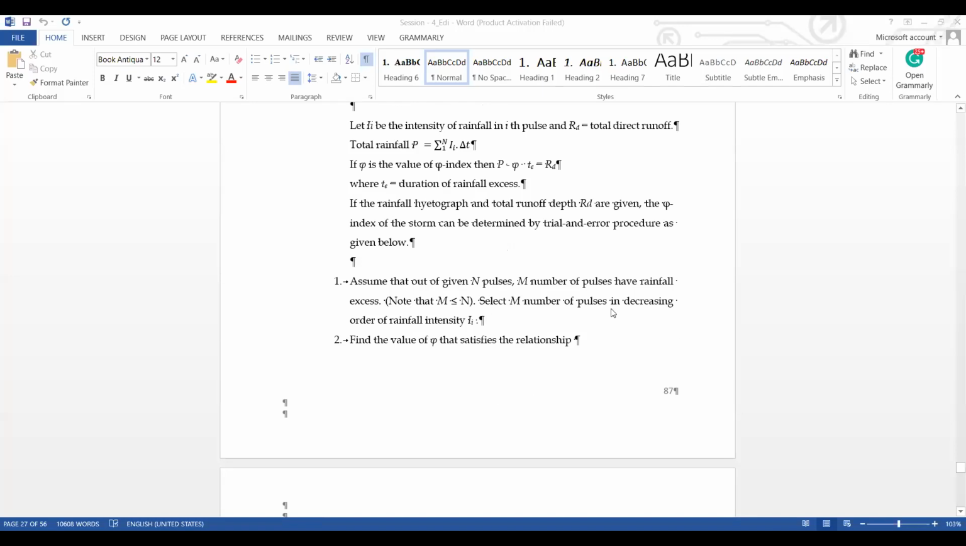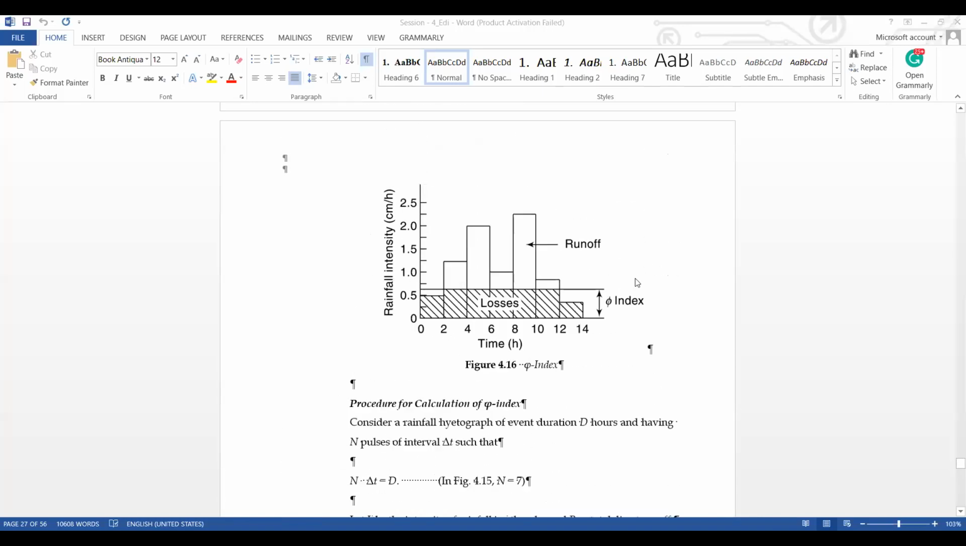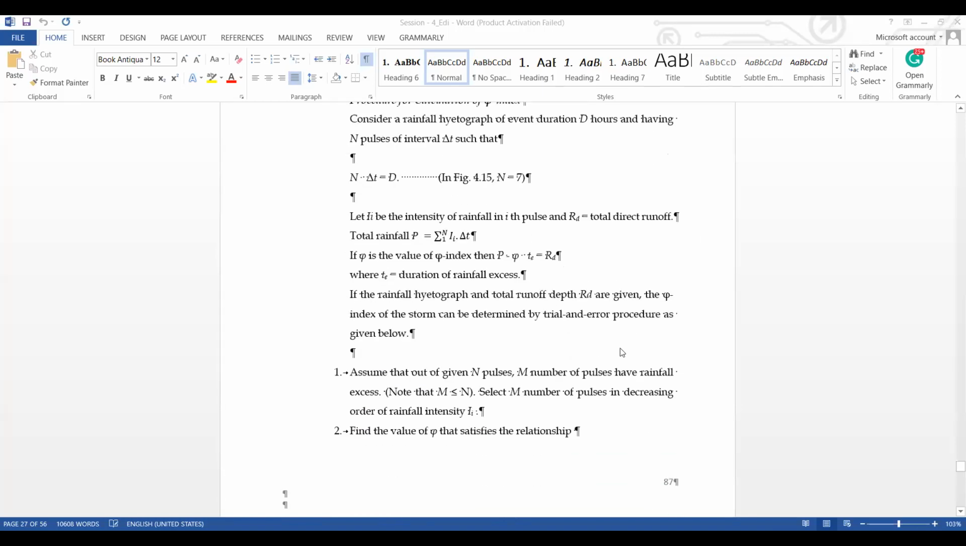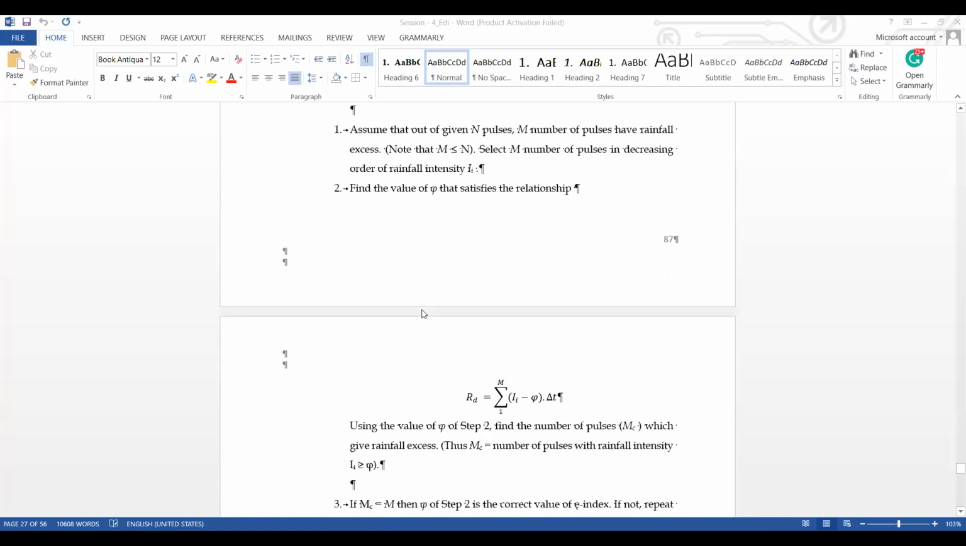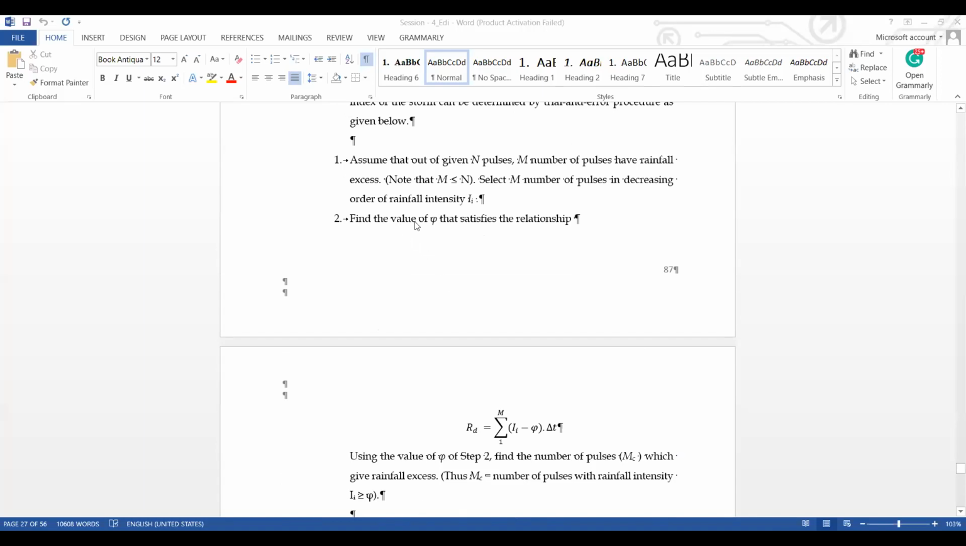Select m number of pulses in decreasing order of rainfall intensity. If you have a set of data, you have to select the highest m number of intensified rainfalls or periods. Then find the value of phi that satisfies this relationship. Now what is this? RD equals sigma of I into delta T minus phi delta T.